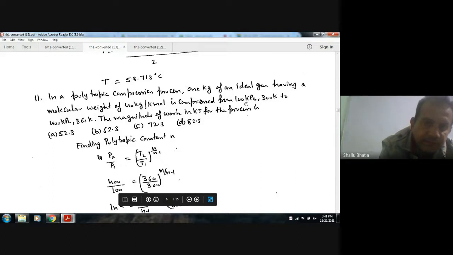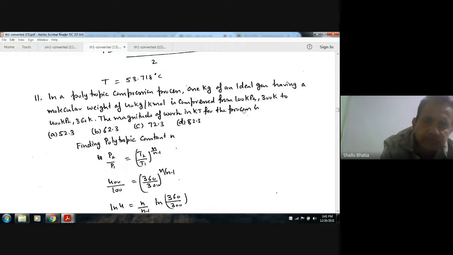Initial pressure is 100 kPa. Final pressure is 400 kPa. Initial temperature is 300 Kelvin. Final temperature is 360 Kelvin. So the ratio of the pressure P2 by P1. Finally, the polytropic exponent constant.